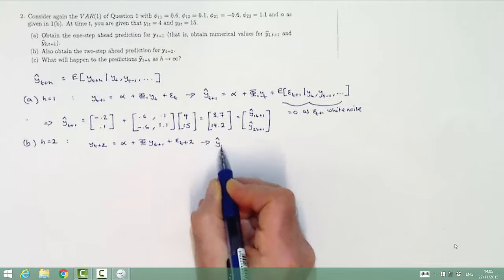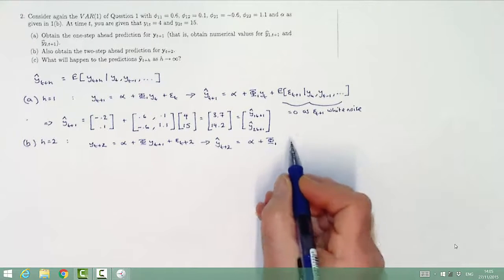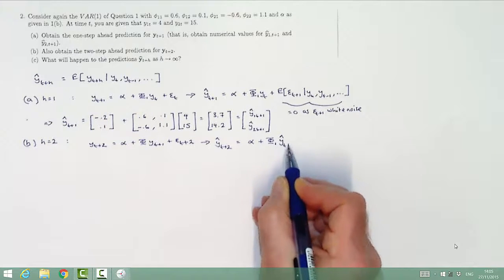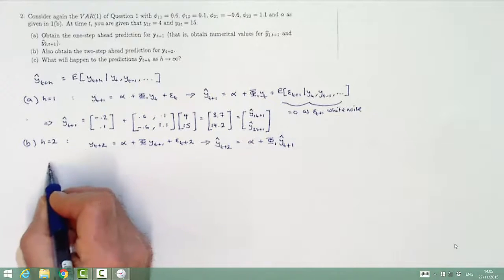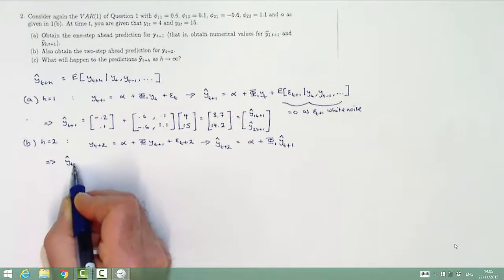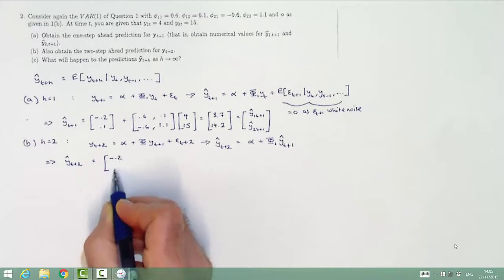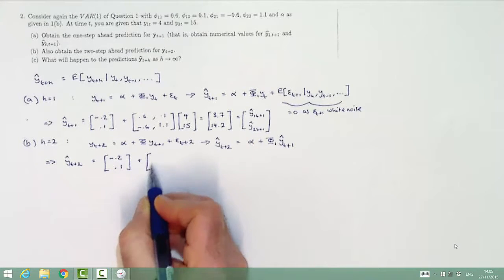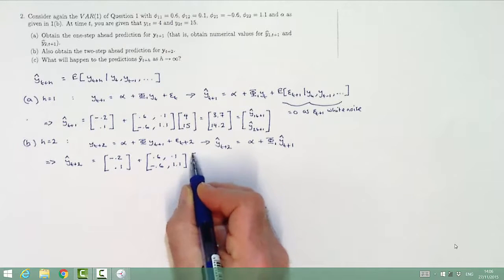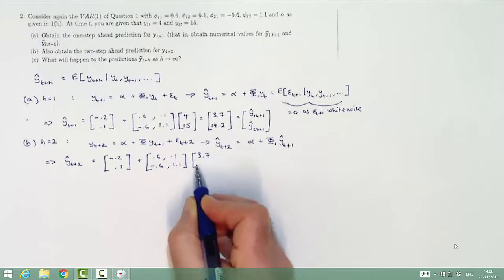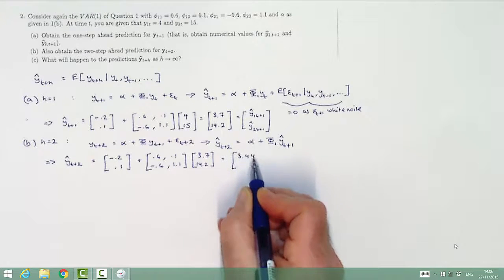So we get y hat_{t+2} will be alpha plus phi_1, and then we want the conditional expectation of y_{t+1} given the information set, which is just y hat_{t+1} calculated in the previous part. And again, the expectation of the error is 0. So then plugging in the specific values, again putting in the value for alpha, the value for phi, and now we substitute in the values for our predictions calculated in part A, and then multiplying it all out we find the answer is 3.44 and 13.50.